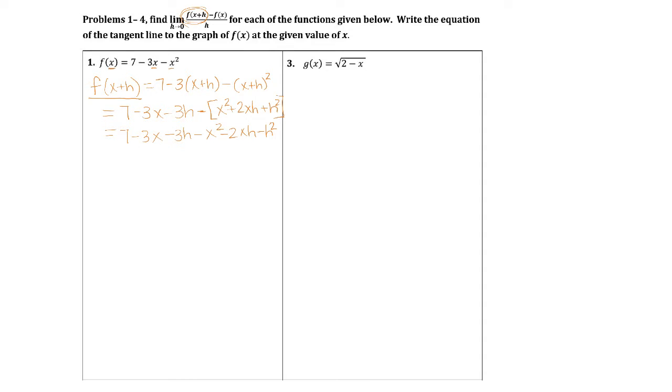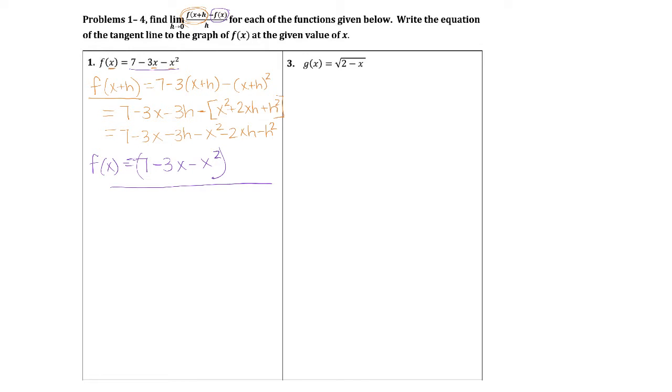Now I'm going to change colors, and now I'm going to bring in my function f of x. f of x is just what I'm given here, 7 minus 3x minus x squared. Now keep in mind this limit wants us to find the limit of f of x plus h minus f of x. So I need to subtract these two functions. I'm going to take that entire function and subtract it. So let's see what we're going to end up with.